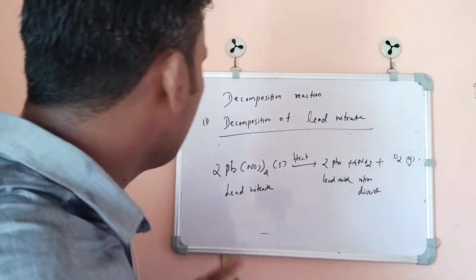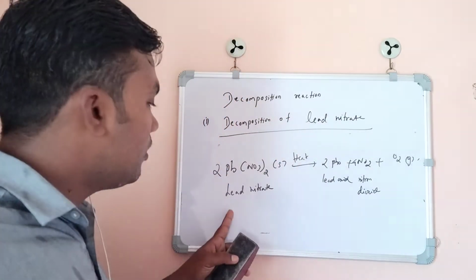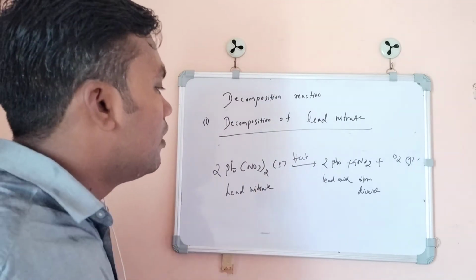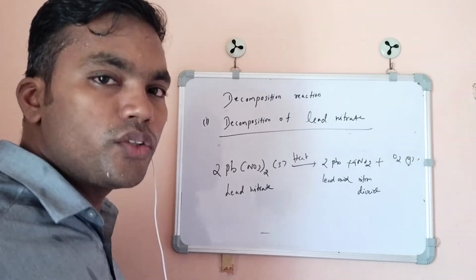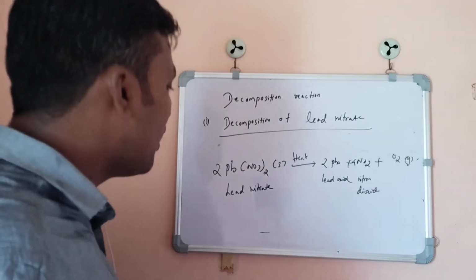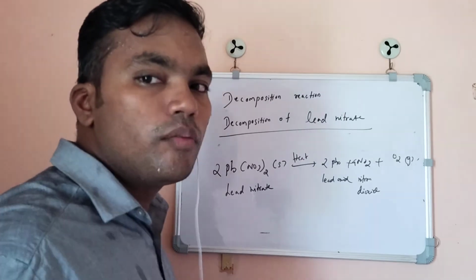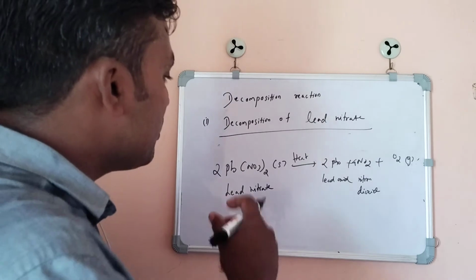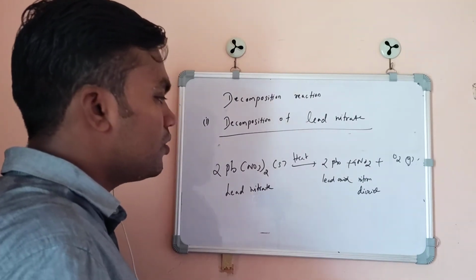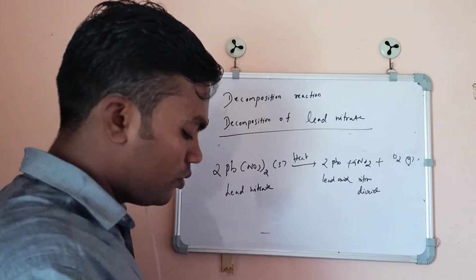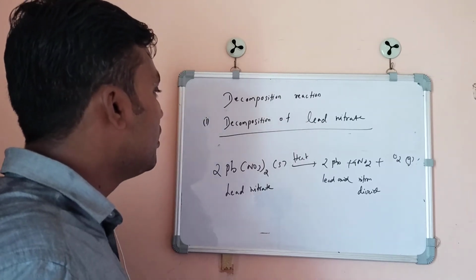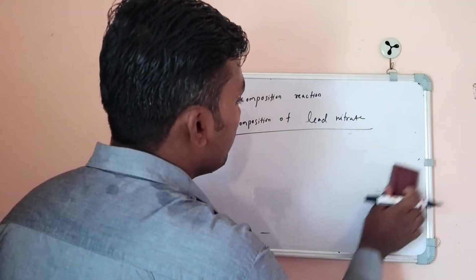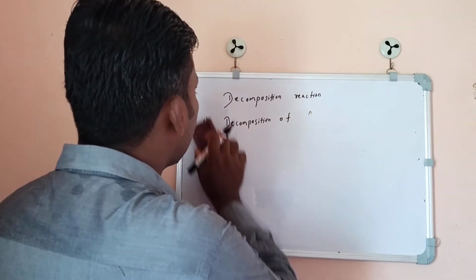In this reaction, a single reactant, lead nitrate, gives lead oxide plus nitrogen dioxide. This is another example for the decomposition reaction. In this reaction you can see the emission of nitrogen dioxide from the test tube. Let us see some more examples of the decomposition reaction.